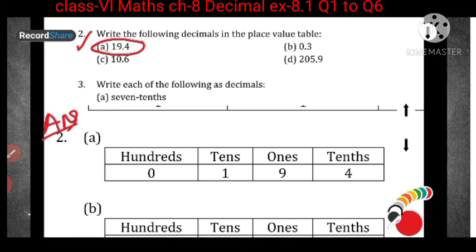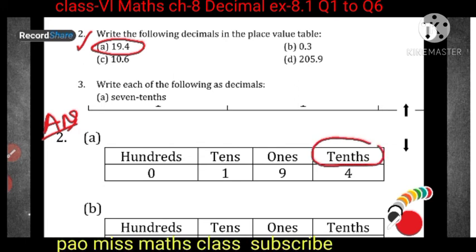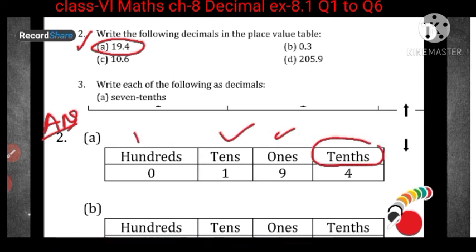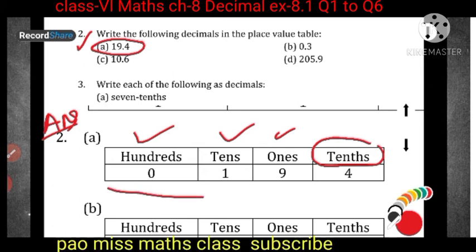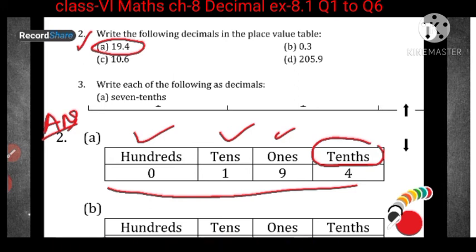That means the first one will be what? Tenth. Okay, first one will be tens, then ones, tens, then 100. Now you have to put all this in this table, isn't it? So how you will put?